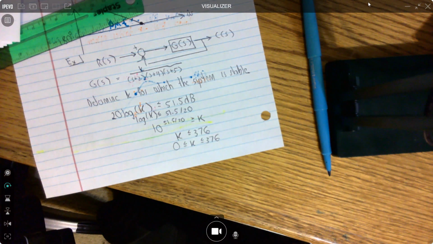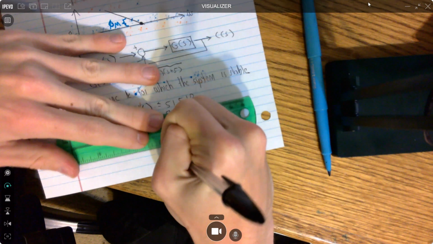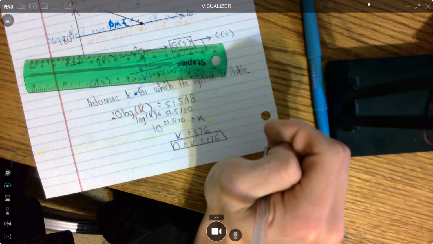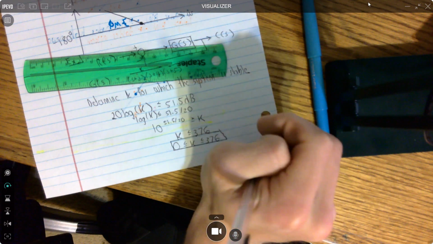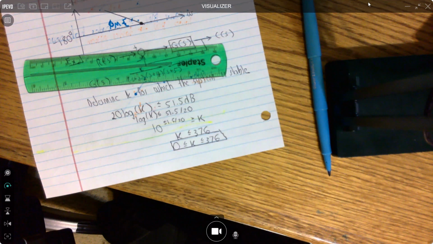And so now that we have that, that is our range of K for which the system is stable. And so what you're going to specifically notice is you can apply this much gain before your system becomes unstable. So that is really important to notice.